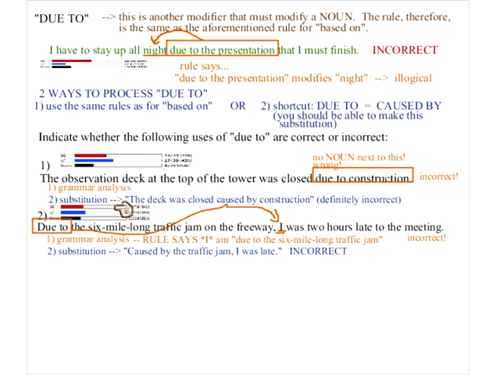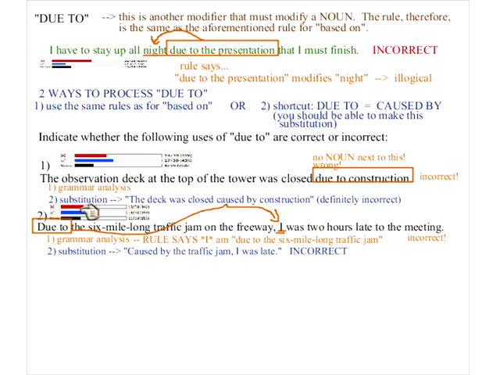In fact, if you can use due to, then you cannot use because of, and vice versa. There's never an instance in which you could use both of those things. Because of modifies whole clauses. So there you go.